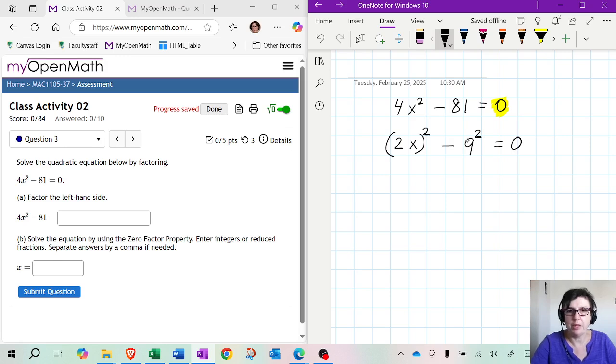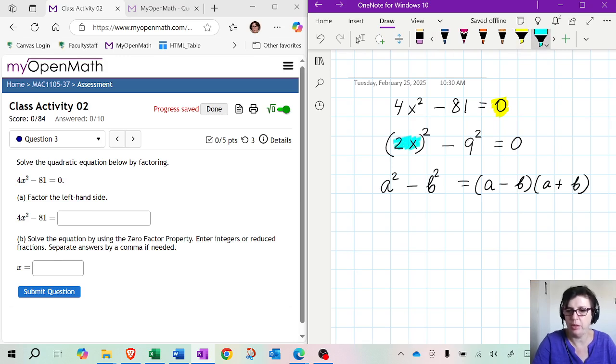So now we have something called the difference of squares pattern that you need to know. And the difference of squares pattern looks like this. Whenever you have a squared minus b squared, that's a minus b multiplied by a plus b. So we do have the situation here. So we've got something squared minus something else squared.